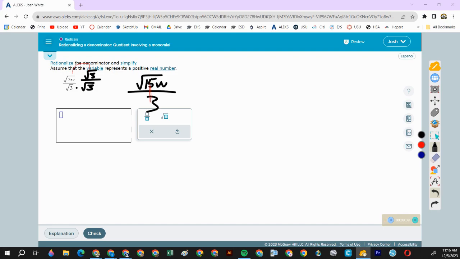Can I pull a 3 out of those? No. Inside and outside cannot cancel because it's not really a 15. Right? The inside is not really a 3 and a 5. It's the square root of 3 and the square root of 5. Does the square root of 3 cancel the 3? No, it doesn't. So you cannot cancel factors from an inside and an outside.